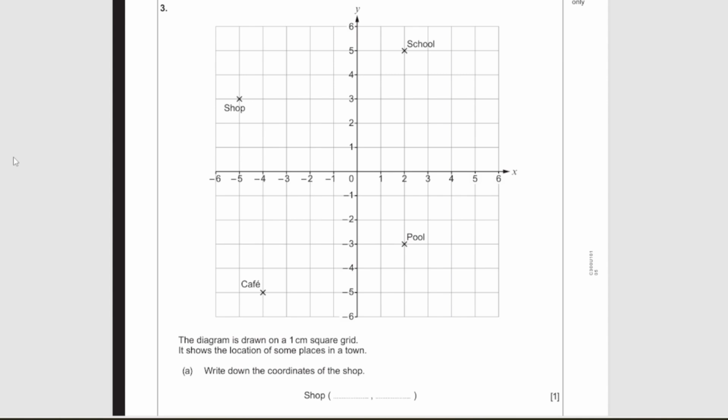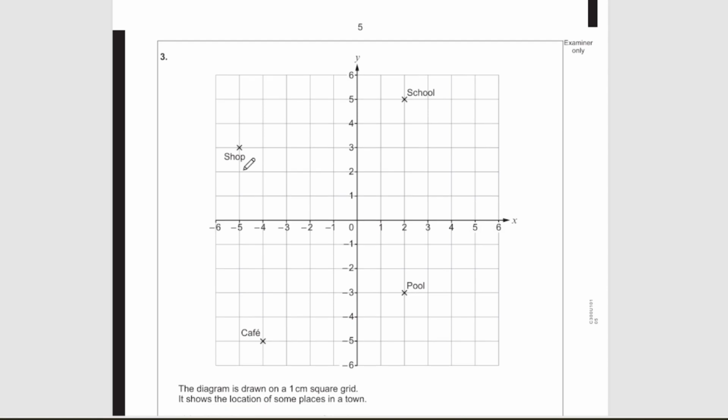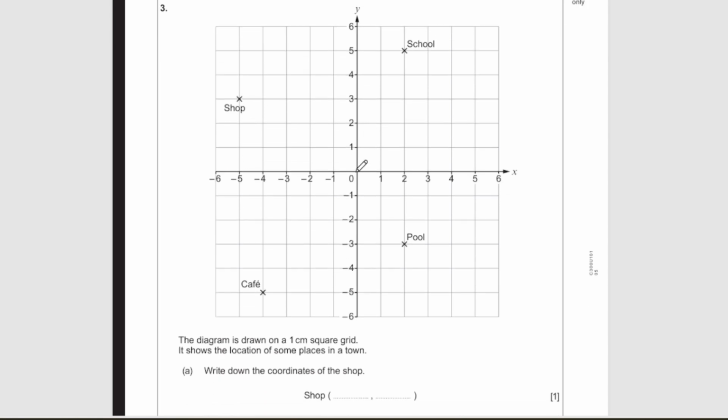Question 3. The diagram is drawn on a 1 centimetre square grid. It shows the location of some places in a town. Write down the coordinates of the shop. So the shop is here. We'll go along the corridor to -5, up the stairs to 3, coordinate -5, 3.